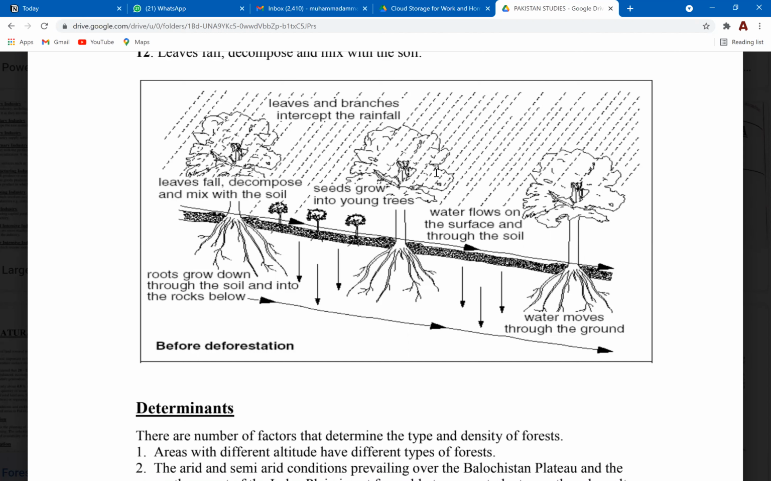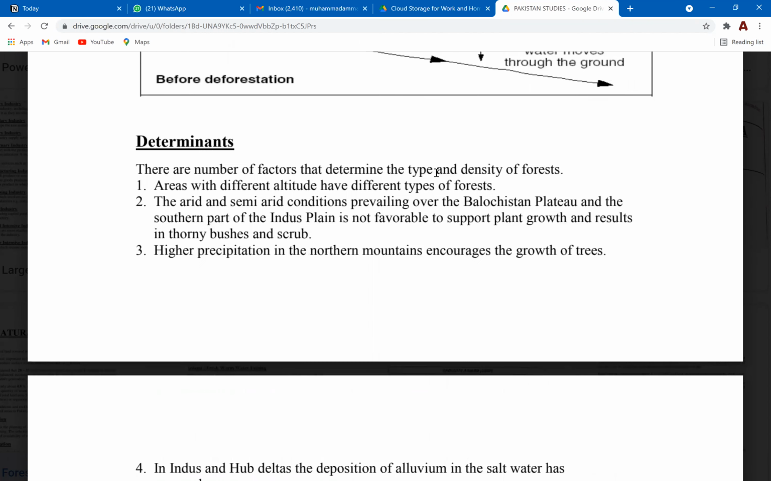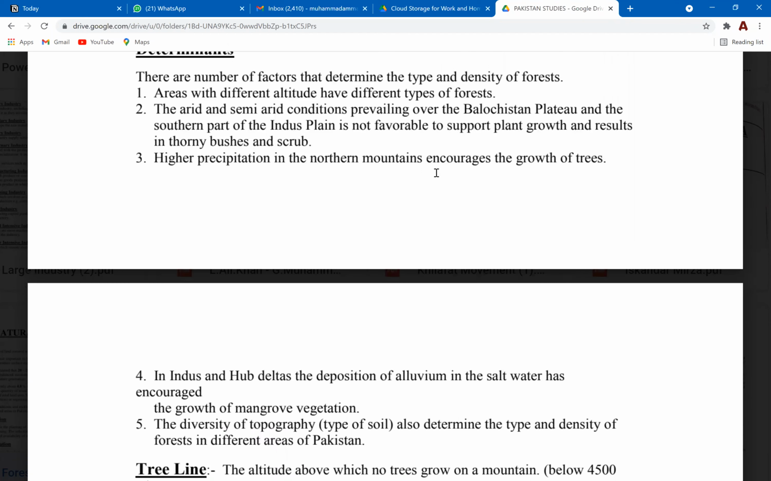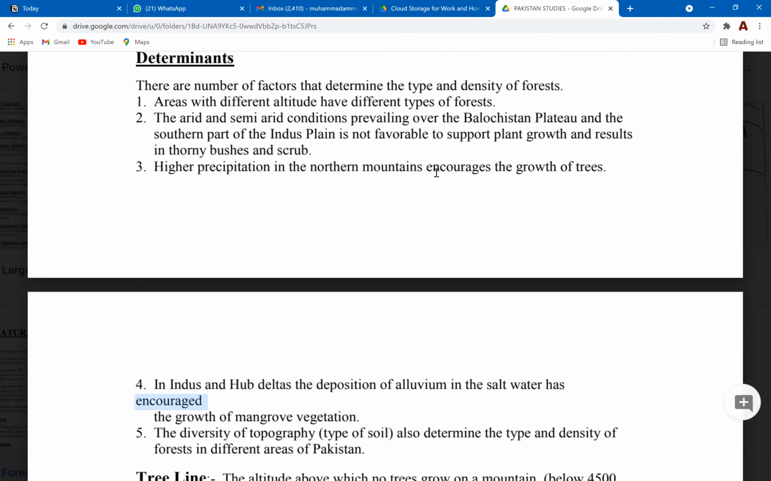Yeah. So determinants. Determinants are all those factors that contribute to the different types of forests in a country. For example, you'll see more forests mostly in the northern areas that are on the higher altitudes. You'll see different types of forests in Balochistan. You'll see different types of forests along the Indus Plain, because the topography of a land affects the types of forests grown in that particular area. Because there is typically high precipitation in the northern mountains, this is why trees are grown in a greater number on the northern mountains as compared to other regions of the country.